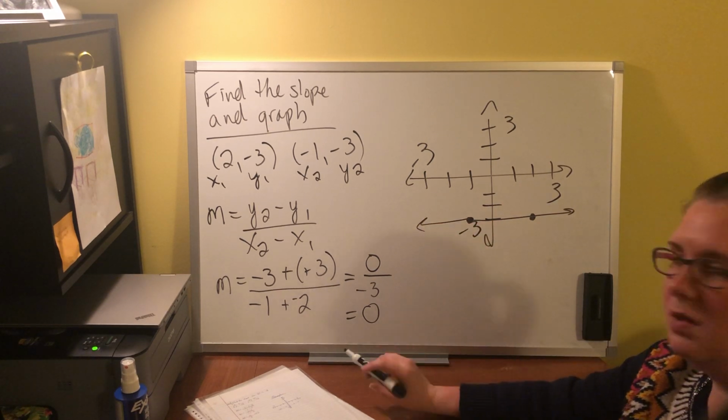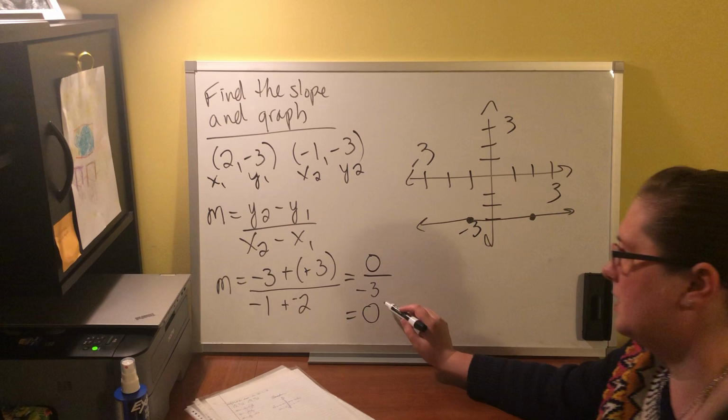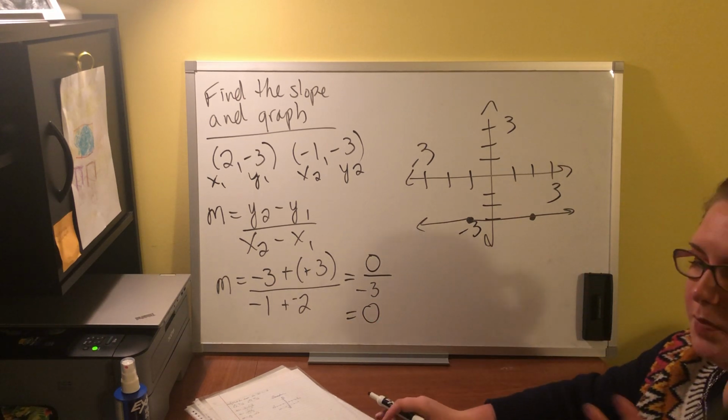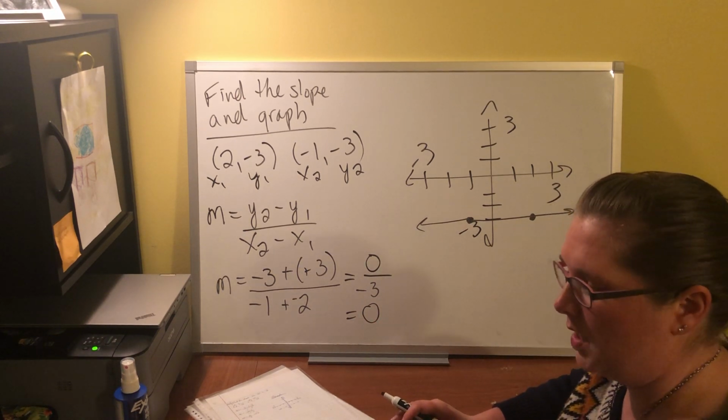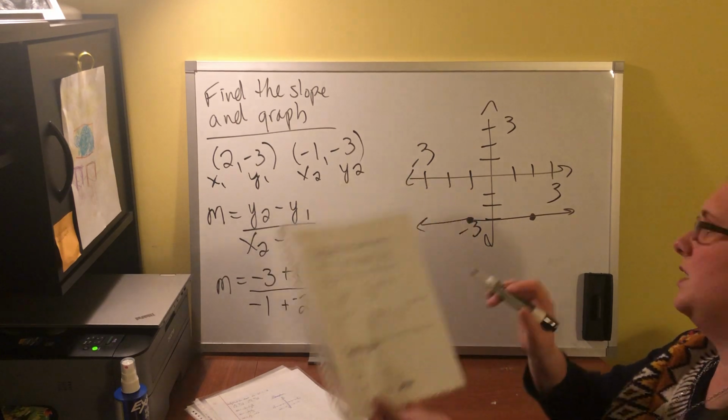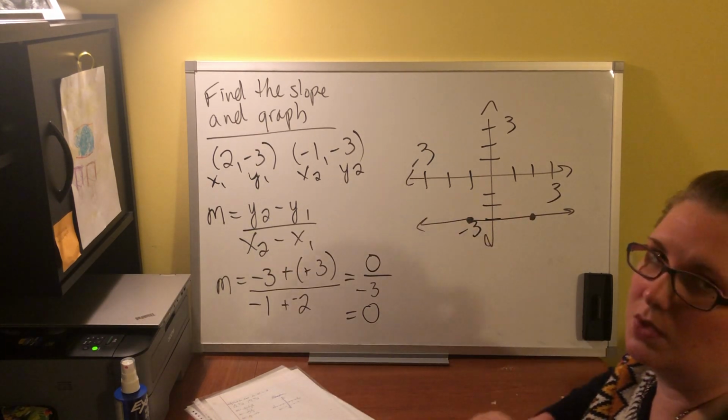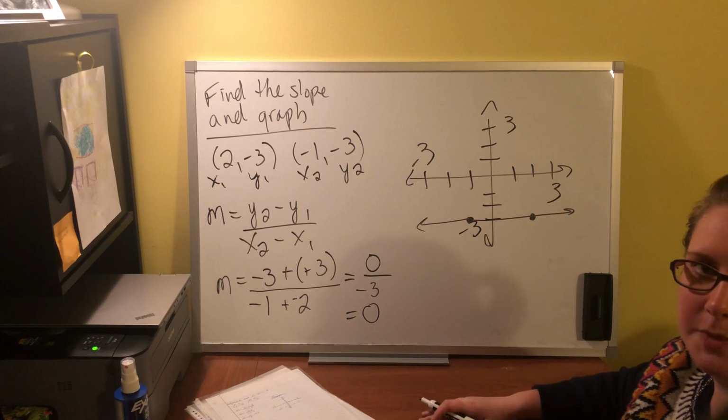Now, you need to make sure that your graph is correct. We have a slope of 0. So if you look at the pictures we did before, back through here, slope of 0 was a horizontal line. So it's a good way that you can kind of check yourself there.